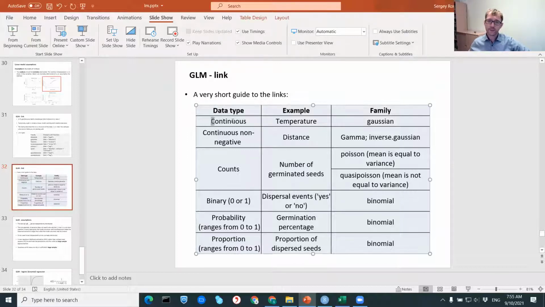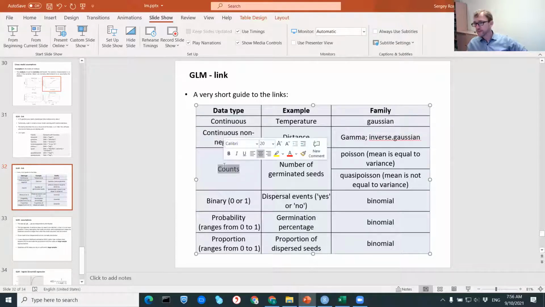For example, this morning we were working with temperature, which is a continuous variable. It could be positive and negative, and usually such temperature data follow the normal or Gaussian distribution. If you plot the data, you always get this nice curve. When we talk about distances, it's again a continuous variable, but it is always positive. You cannot say that the distance can be negative. Minus 200 kilometers doesn't exist. Usually, such data will follow a gamma distribution or inverse Gaussian.